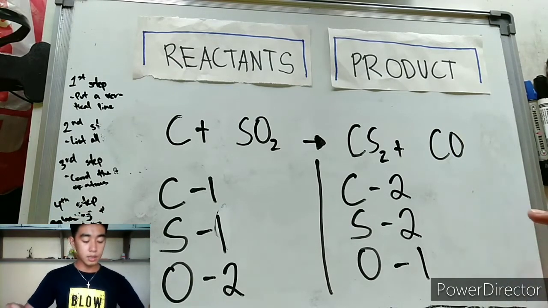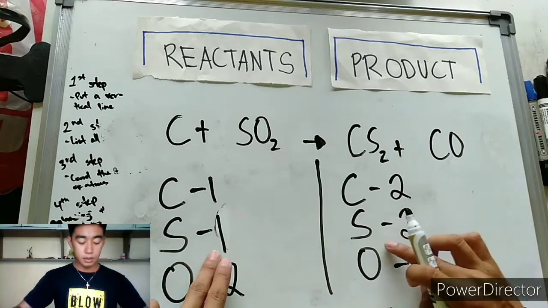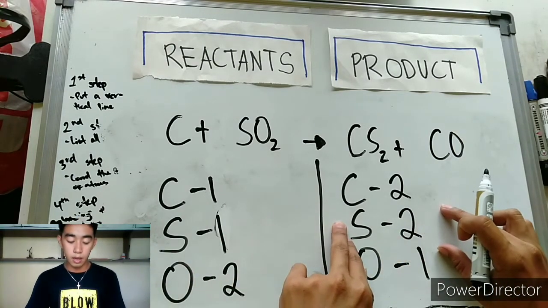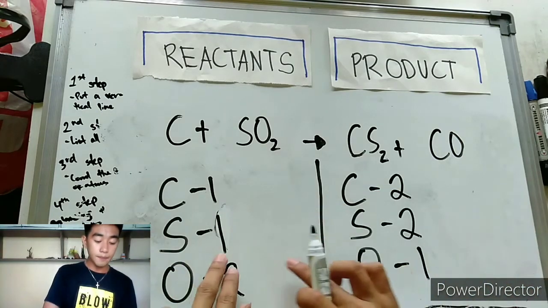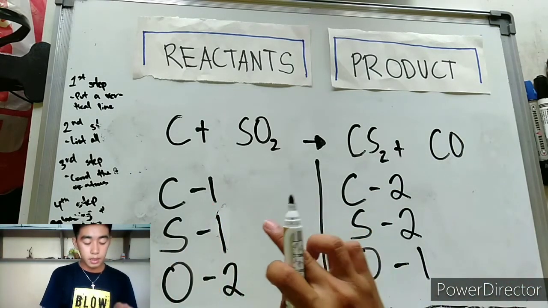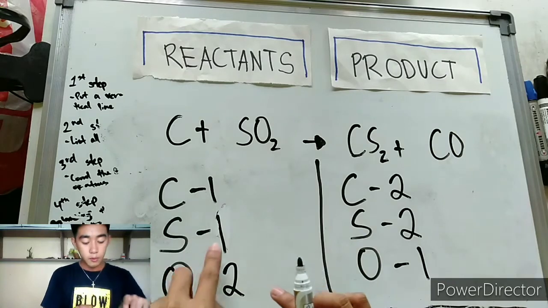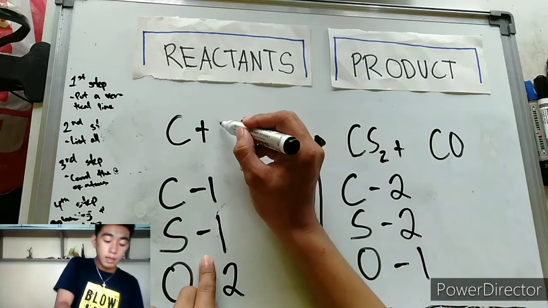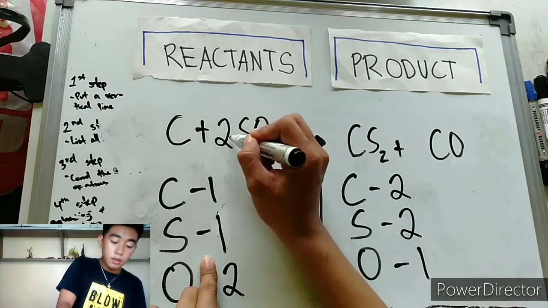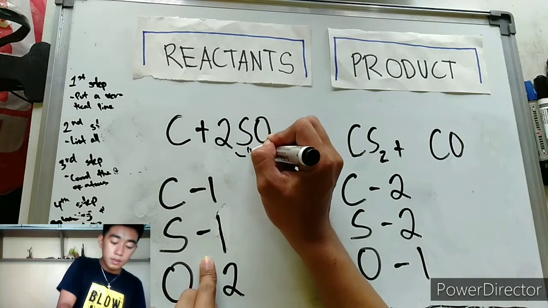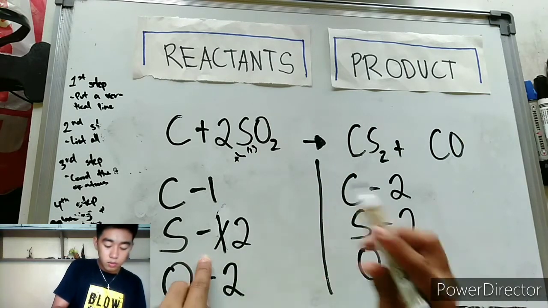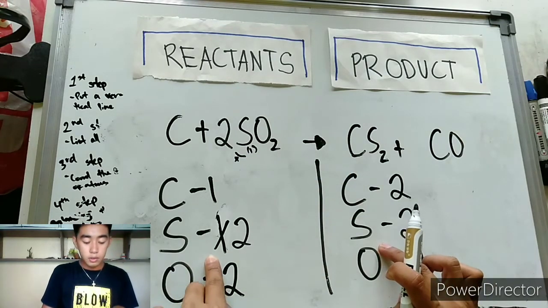So simulan muna natin sa sulfur. Kung mapapansin natin sa sulfur, mas mataas yung number of atoms ng sulfur dito sa product kung ikukumpara natin dito sa reactants. So it means dito tayo maglalagay ng coefficient. Para maging balance, kailangan natin ng 2 atoms. So maglalagay tayo ng 2 dito. So 2 times 1, yung imaginary niya, is equal to 2. So balance na yung ating sulfur.